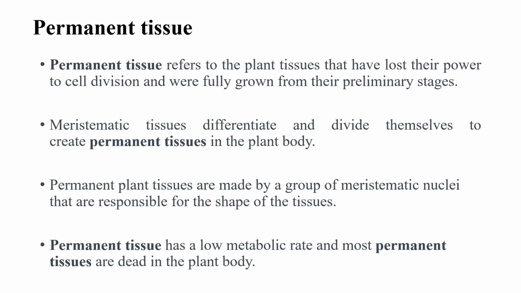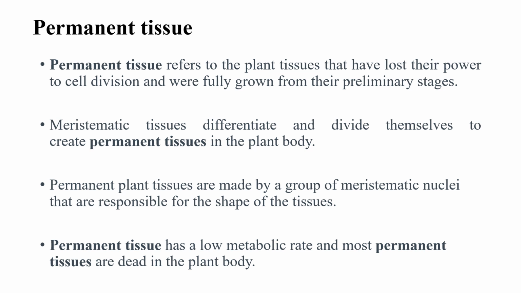Next, what is permanent tissue? So that is all about meristematic tissue. Now we will discuss the permanent tissue. What is permanent tissue? Permanent tissue refers to the plant tissue that has lost its power of cell division. That means they are fully grown.